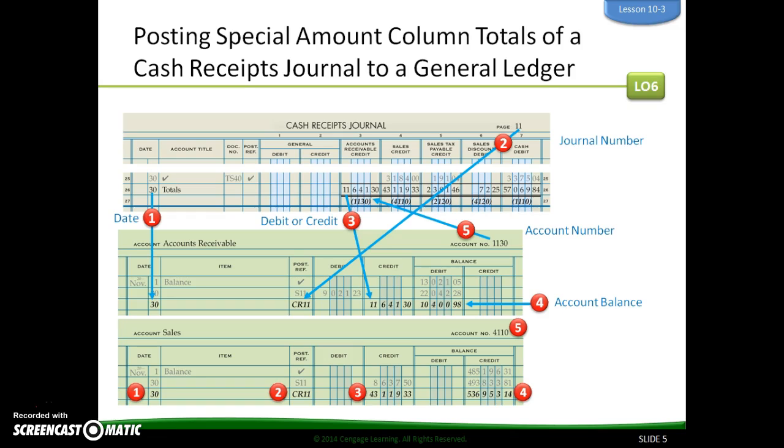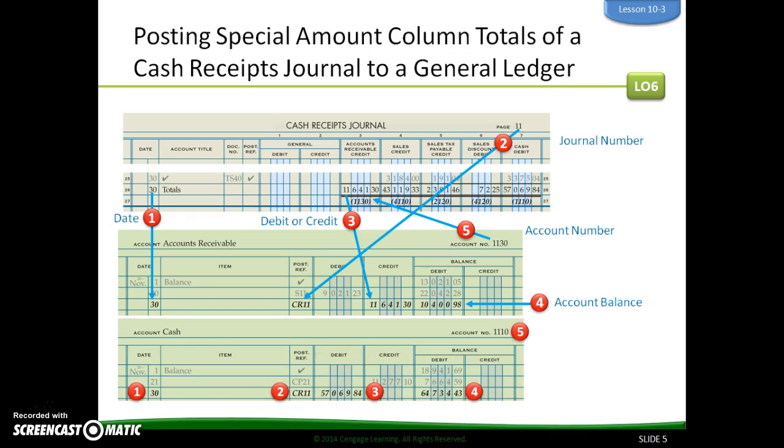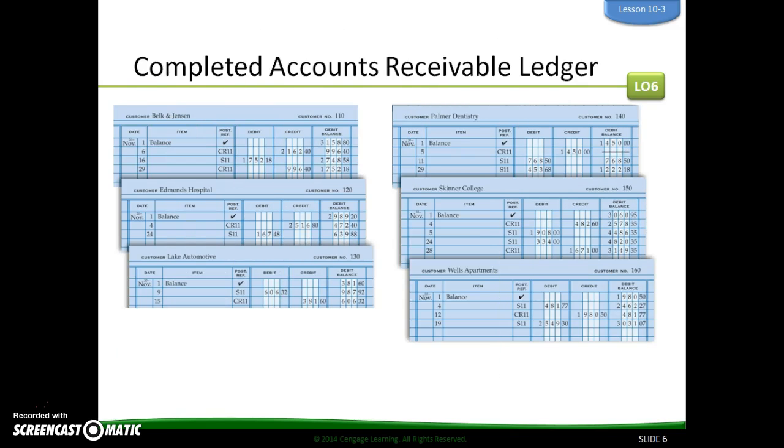Again, we make sure to take our account numbers and update that information on our cash receipts journal just for good accounting and record keeping purposes. You can see we also are doing the same thing for the sales discount. We're doing it for cash, and all of those general ledger accounts are being updated.